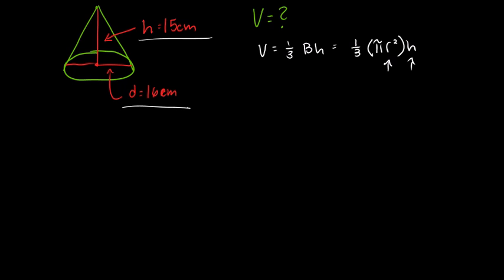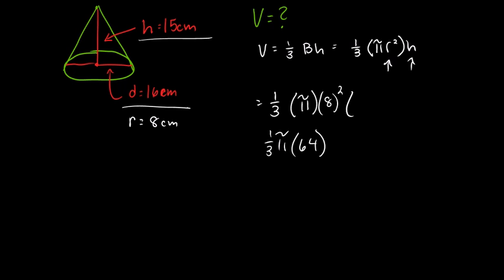Well, I'm given the diameter, so I would just chop that in half, and the radius should be 8. And so I'll be able to replace 1/3 pi times r squared, which is 8 squared, so that's 1/3 pi times 64, and multiply that by my height, which is 15.